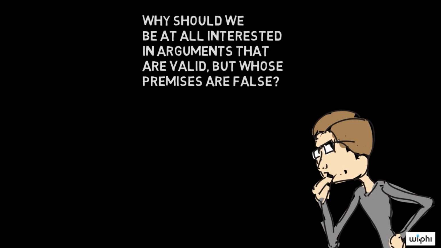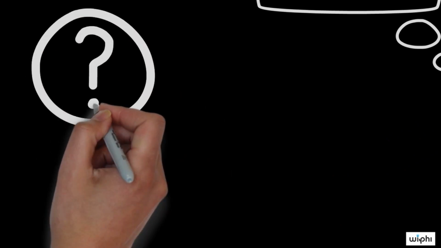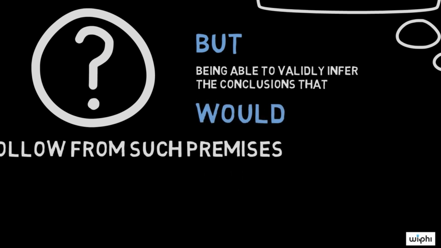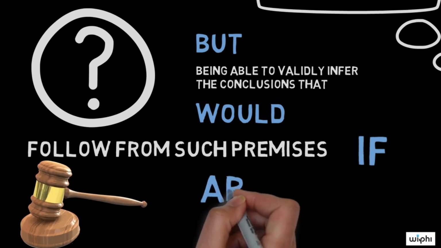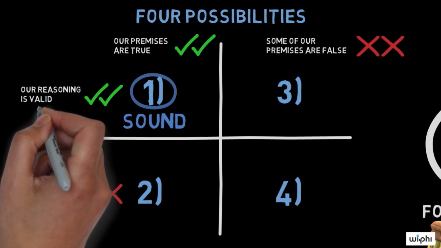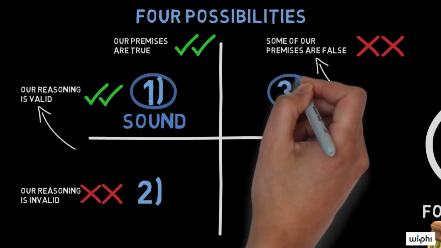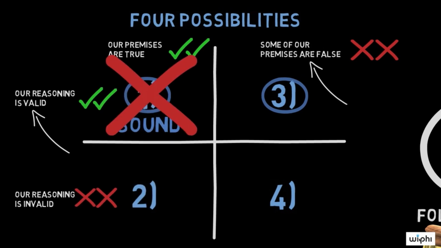Because of this, you might be wondering why we should be at all interested in arguments that are valid, but whose premises are false. One answer is that we are often not in a position to know whether our premises are true. But being able to validly infer the conclusions that would follow from such premises, if they were true, sometimes enables us to judge whether they are true. This is because validly inferring a conclusion that we know to be false from a given set of premises will tell us that one of our premises must be false too. After all, a false conclusion cannot validly be deduced from true premises.